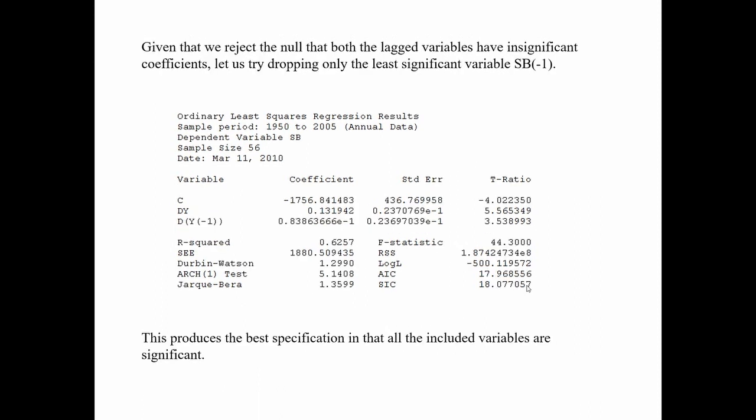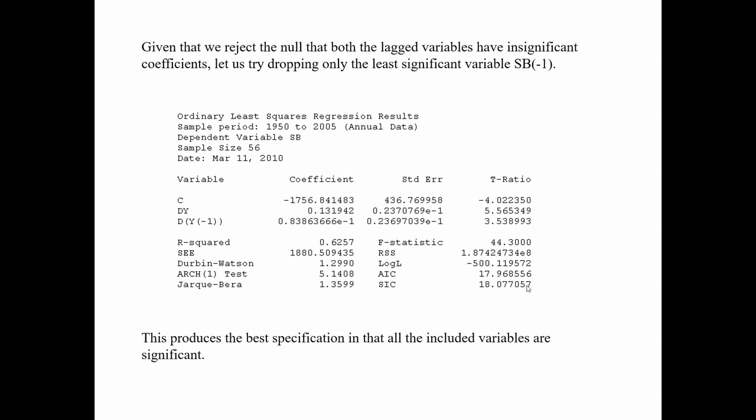So in this case, for example, we might eliminate the least significant variable, which is the lagged stock building variable, and we get then a finite distributed lag model. We get stock building is a function of current change in GDP and the lag change in GDP.